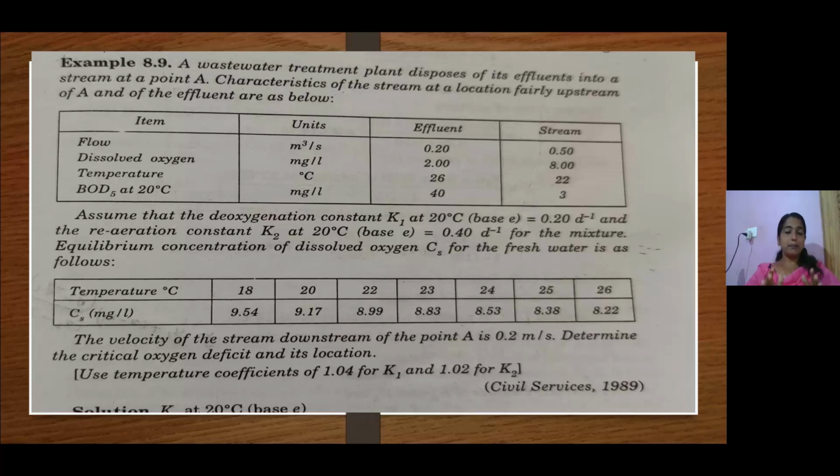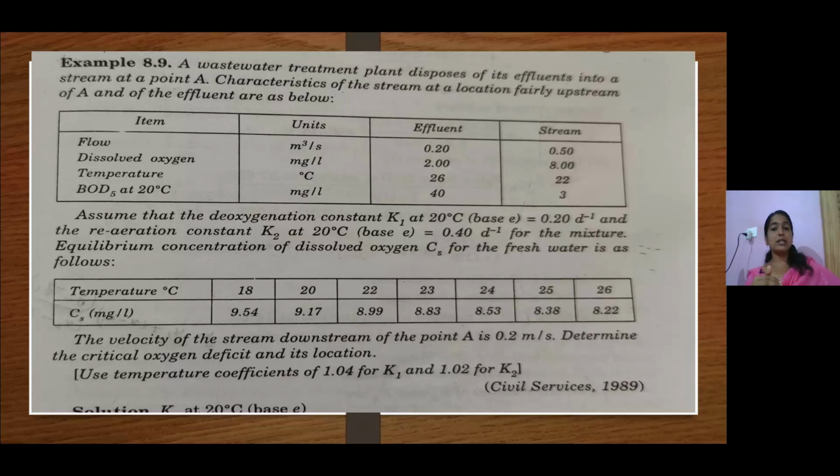A wastewater treatment plant disposes of its effluent into a stream at a point A. Characteristics of the stream at a location fairly upstream of A and of the effluent are as below. The flow unit is meter cube per second. For effluent, it is 0.2 meter cube per second, and for the stream, it is 0.5 meter cube per second. Dissolved oxygen content for effluent is 2 milligram per liter, and for stream it is 8 milligram per liter.